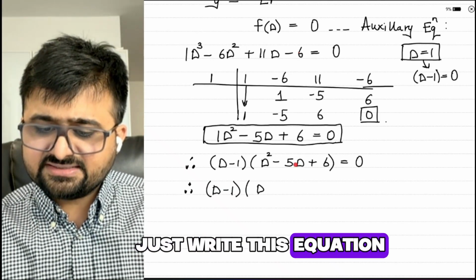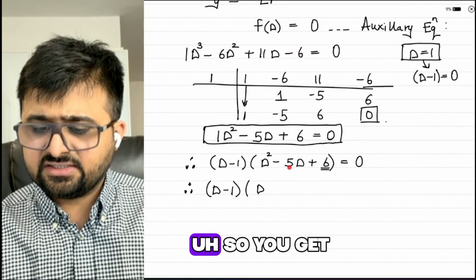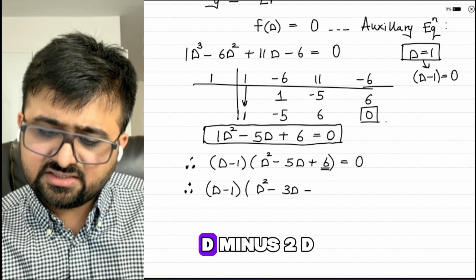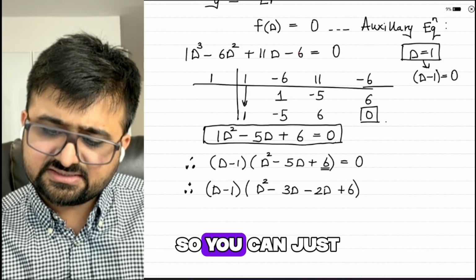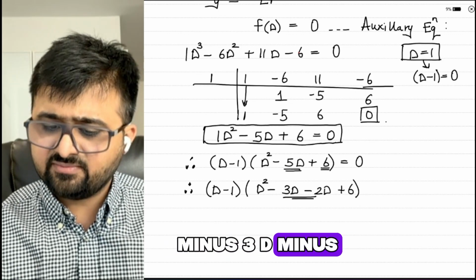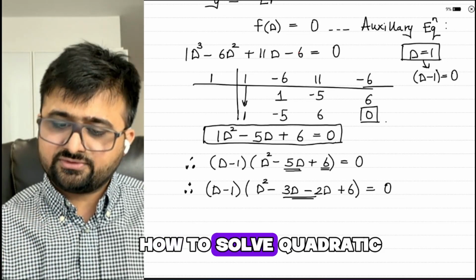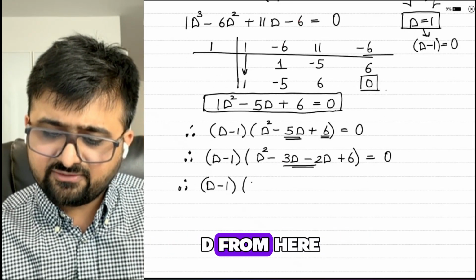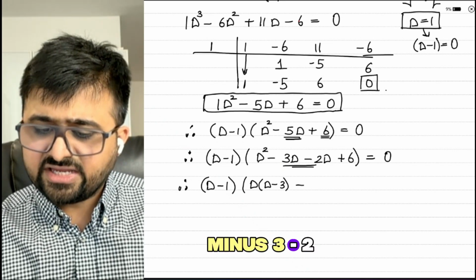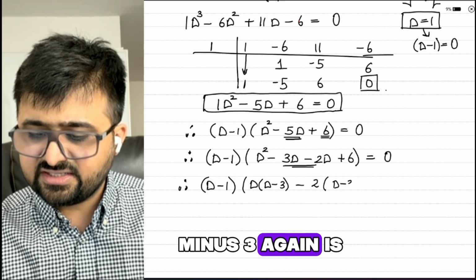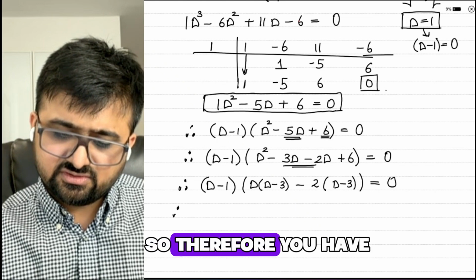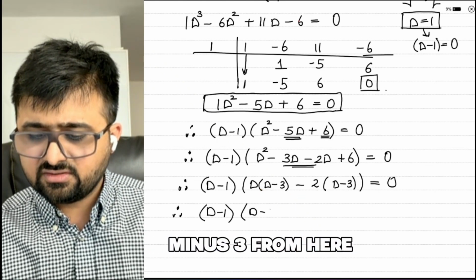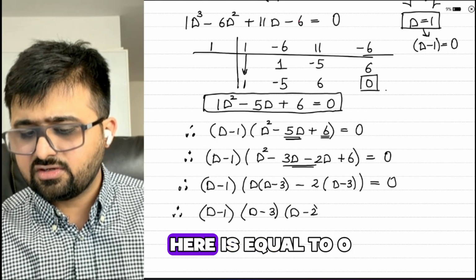Here you can factor 6 into 3 and 2. So you can write D^2 minus 3D minus 2D plus 6, splitting minus 5D as minus 3D minus 2D, is equal to 0. I hope you know how to solve a quadratic. Therefore, you have (D minus 1) times, if you factor out D from here, (D minus 3) minus 2 factored out from here, so you have (D minus 3) again, is equal to 0. So one factor is D minus 3 and the other factor is D minus 2, all equal to 0.